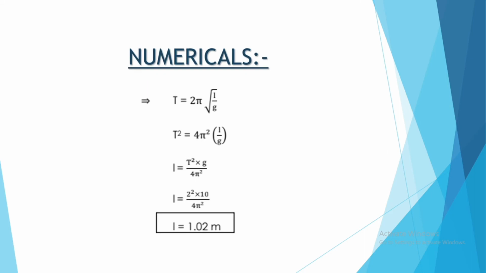T is equal to 2 pi under root L upon G. T square is equal to 4 pi square L upon G. L is equal to T square into G upon 4 pi square, 2 square into 10 upon 4 pi square. L is equal to 1.02 meters.